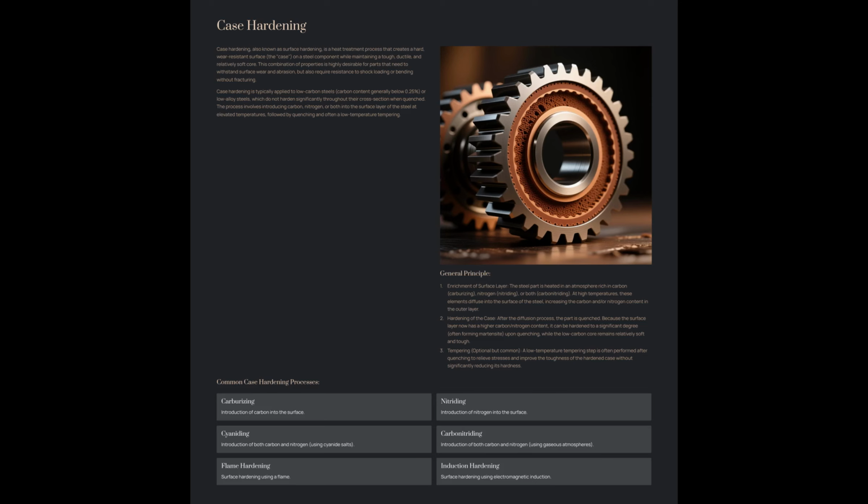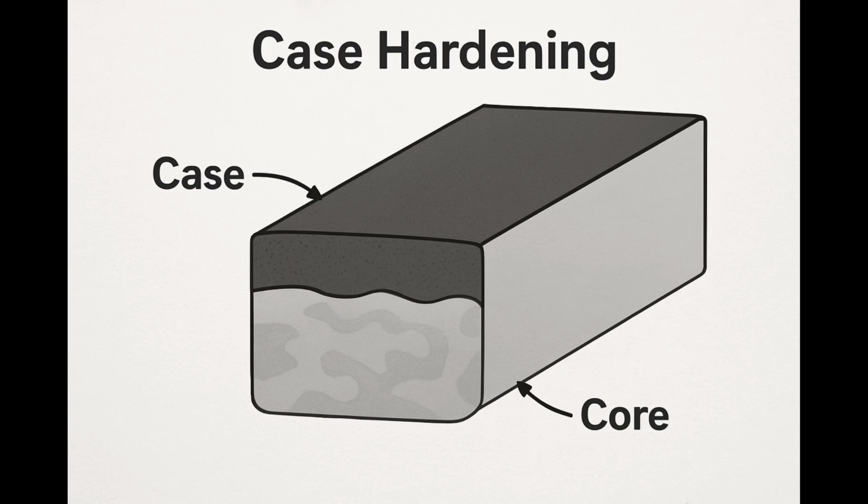General principle: enrichment of surface layer. The steel part is heated in an atmosphere rich in carbon, carburizing, nitrogen, nitriding, or both, carbonitriding. At high temperatures, these elements diffuse into the surface of the steel, increasing the carbon and/or nitrogen content in the outer layer. Hardening of the case. After the diffusion process, the part is quenched.